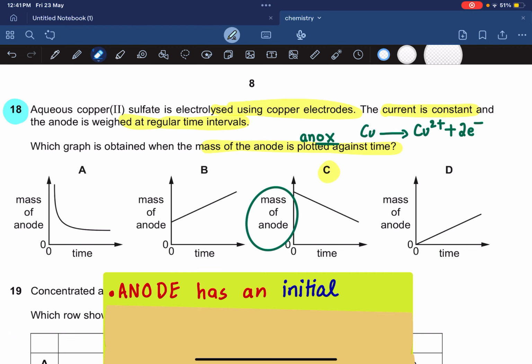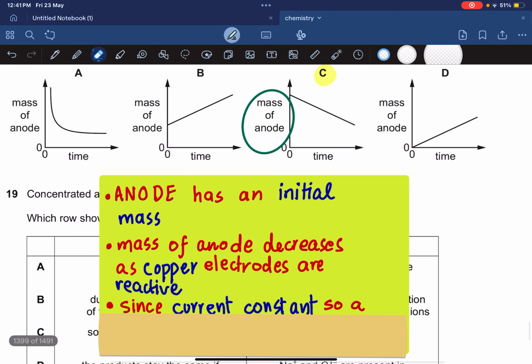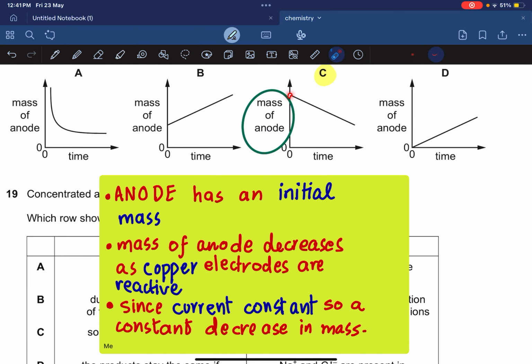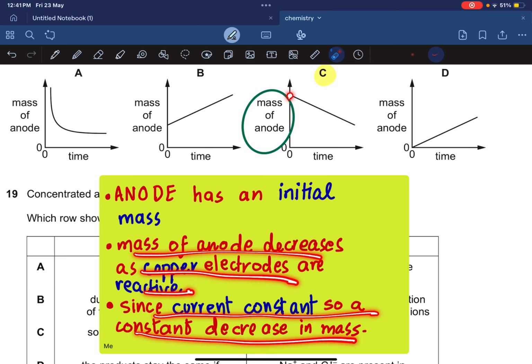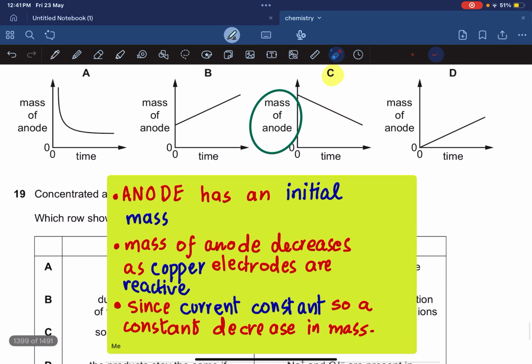And the key concept in this question was that you had to understand that anode has some initial mass, which is over here, and after that the mass of the anode decreases as copper electrodes are reactive. You had to understand the concept of reactive electrodes, and since the current is constant, there's going to be a constant decrease in the mass of the anode, and this C graph shows a constant decrease. The line is straight and it's linearly going down. So I guess this one's clear.